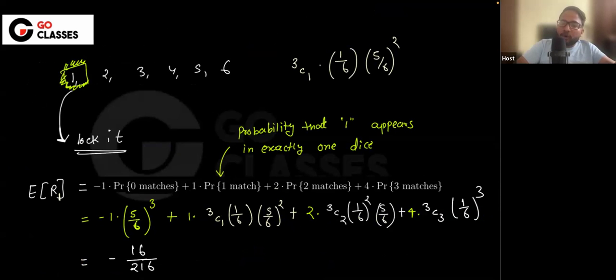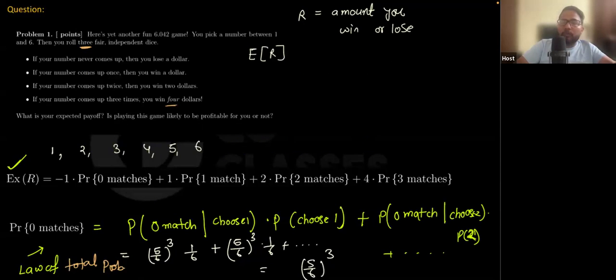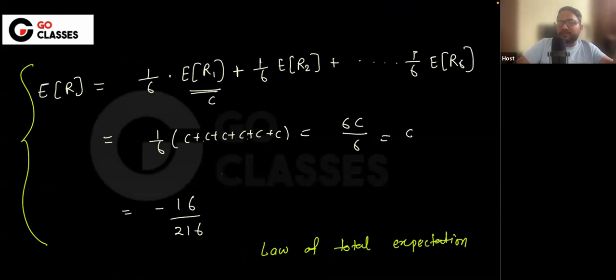If you don't lock it, then you might get confused: what if you choose one, what if you choose two? So let's just fix it. Let's suppose I choose one, then let's do all the calculation. Later on, for your own satisfaction, you can use law of total expectation, which means, what if I could have chosen two, what if I could have chosen three, like this. Actually, it is not needed, but just for your satisfaction, if you want, you can do it. Are both methods clear to everyone?